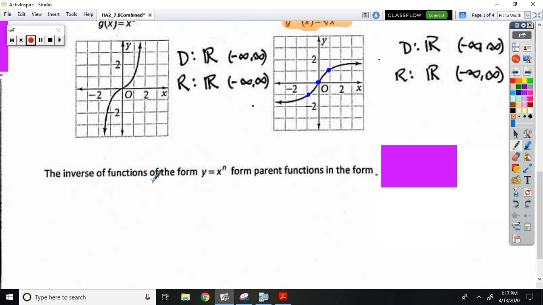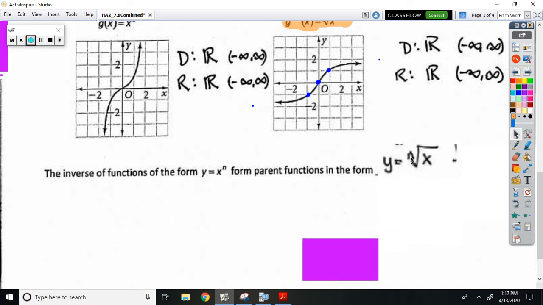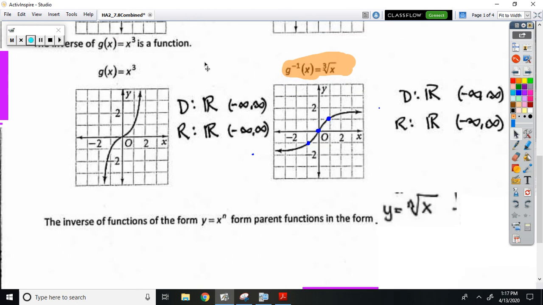So the inverse of a function in the form y equals x to the n power, n can be any number, the 5th power, 4th power, 8th power, the inverse of it will be y equals the nth root of x. So just like we had x to the 3rd, the inverse was the cube root. If it were x to the 10th, it would be the 10th root of x.